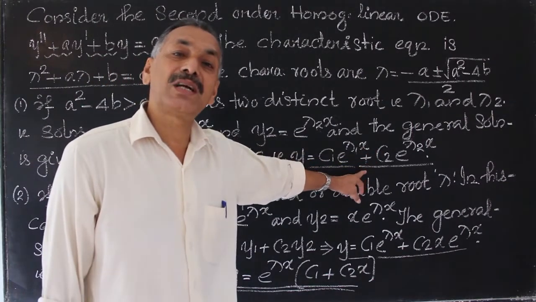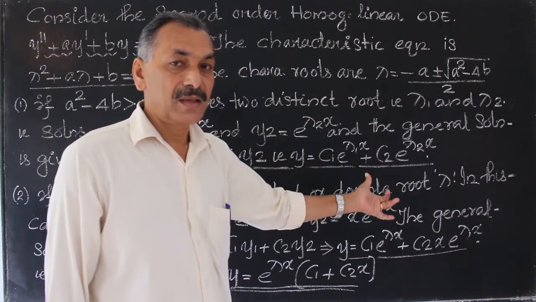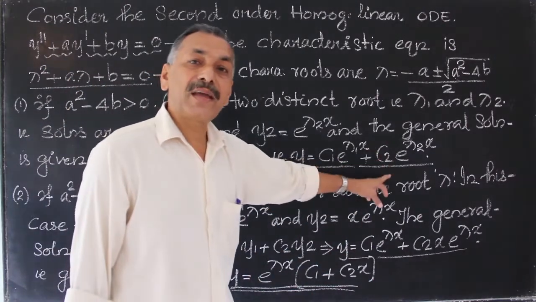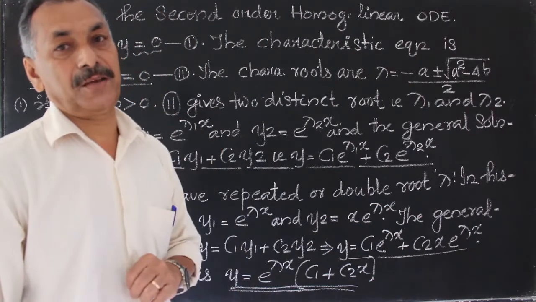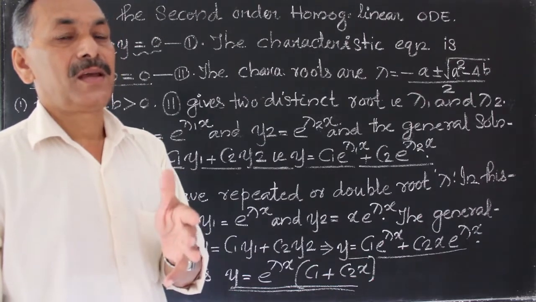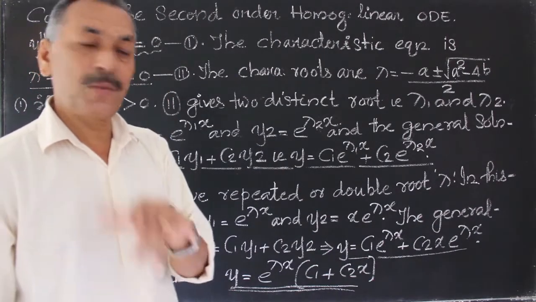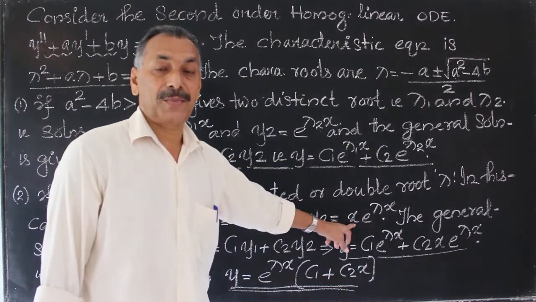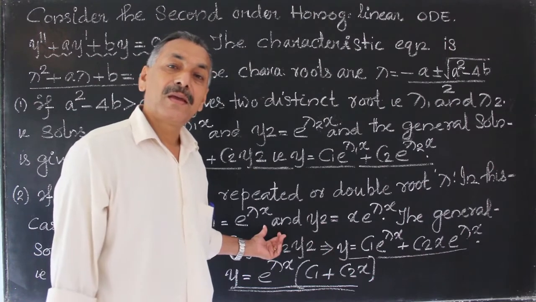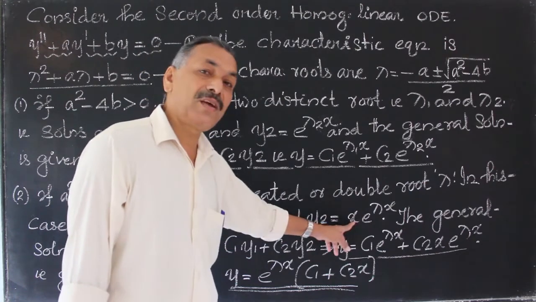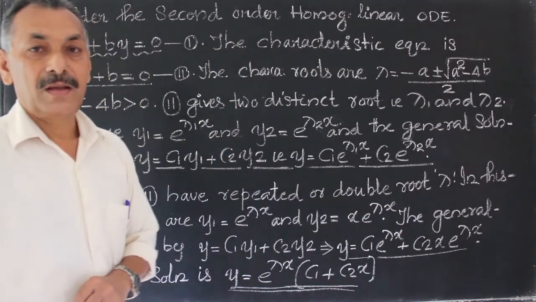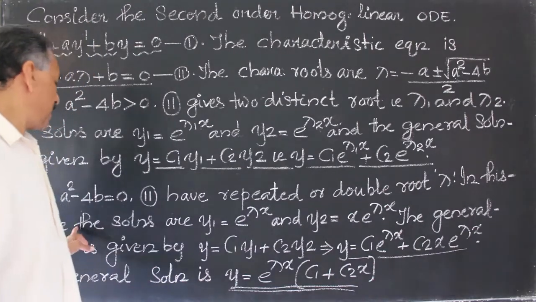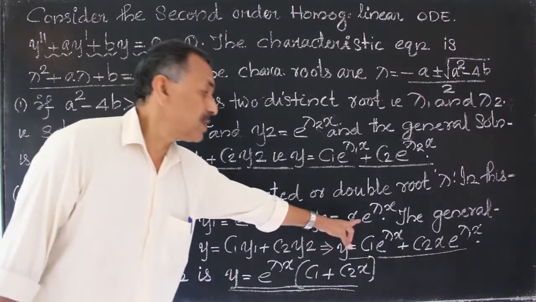We have e raised to lambda x as a solution. Now apply the method with this one solution to find the second solution. Another solution we get is x e raised to lambda x. So if lambda is a repeated root, then the solutions are y1 is equal to e raised to lambda x and y2 is equal to x e raised to lambda x. Then, if the characteristic equation has a double or repeated root lambda, the solutions are y1 is equal to e raised to lambda x and y2 is equal to x e raised to lambda x.